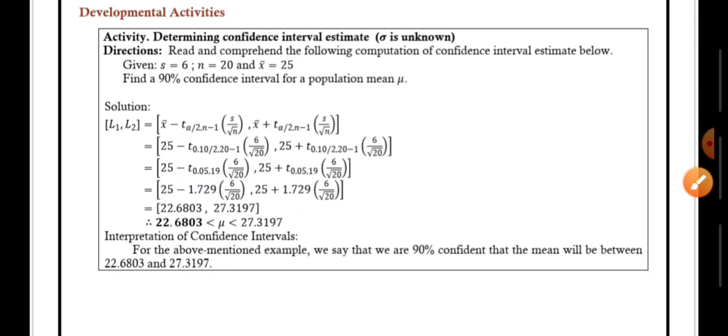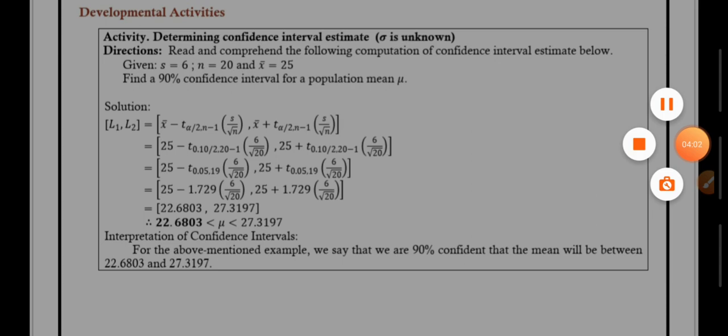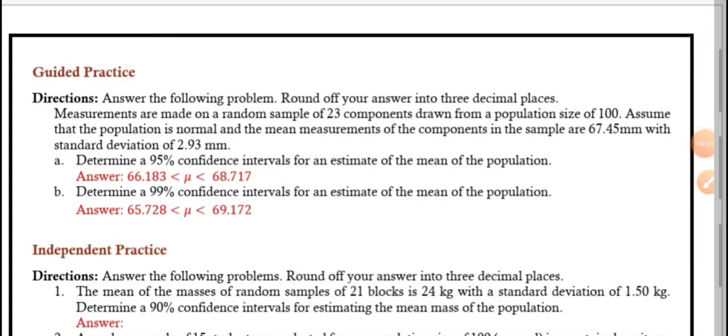For the interpretation, for the above mentioned example, we say that we are 90% confident that the mean will be between 22.6803 and 27.3197. For our guided practice, our problem is: measurements are made on a random sample of 23 components drawn from a population size of 100. Assume that the population is normal and the mean measurement of the components in the sample is 67.45 mm with a standard deviation of 2.93 mm.